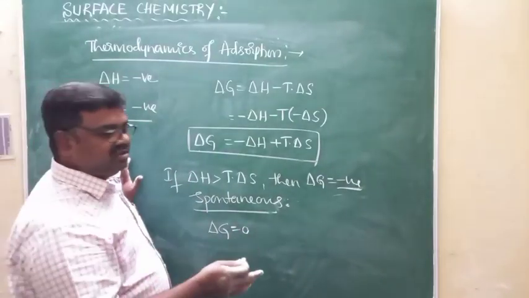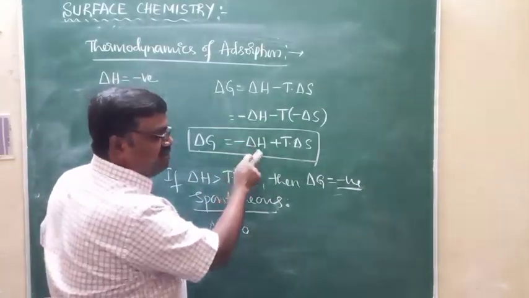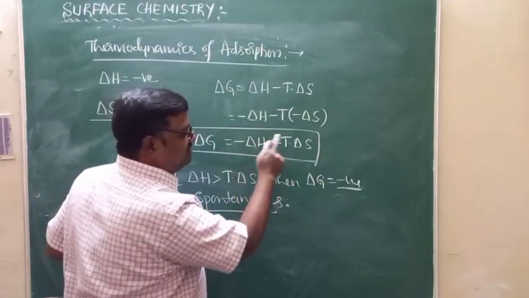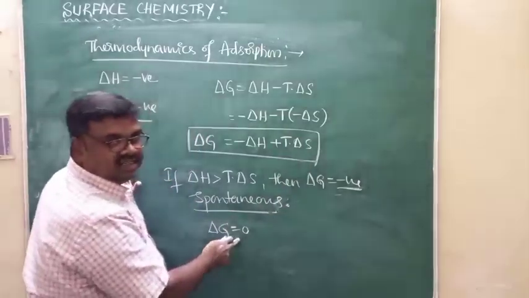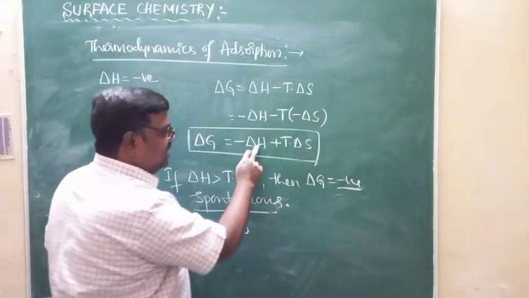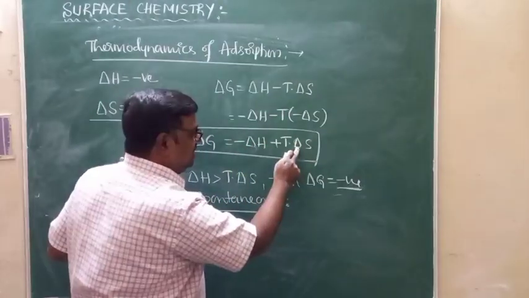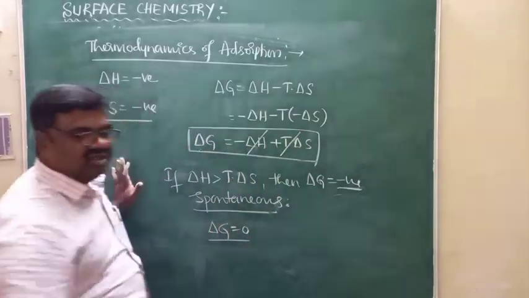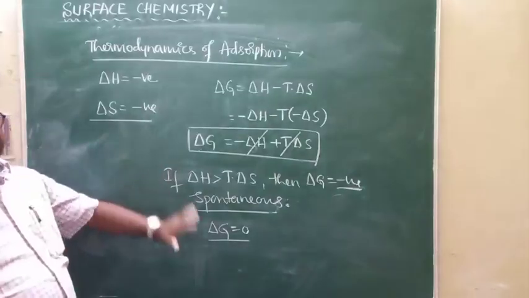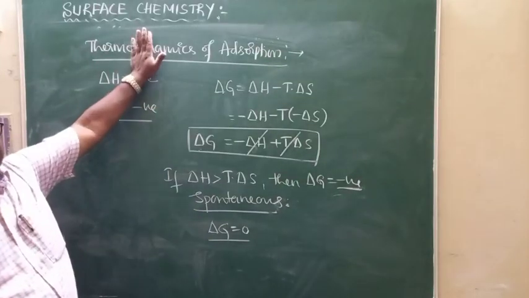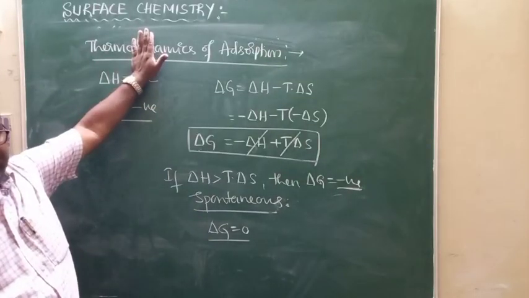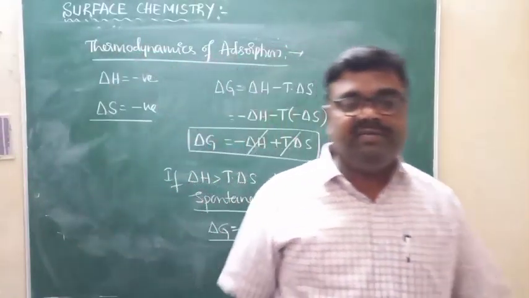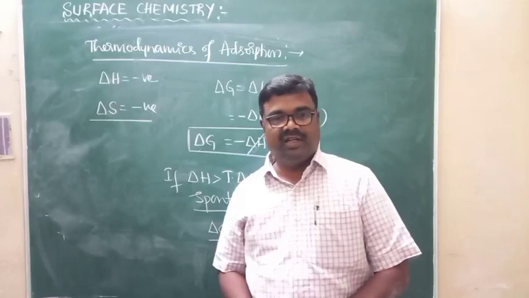As adsorption proceeds, the delta H value decreases. At one particular stage, delta H becomes equal to T into delta S, these two cancel, and delta G becomes equal to zero. At this stage, adsorption will be at equilibrium. So this is what we call the thermodynamics of adsorption.